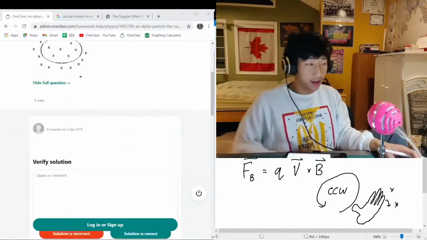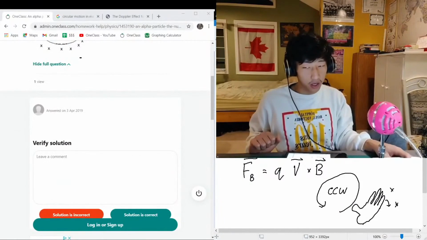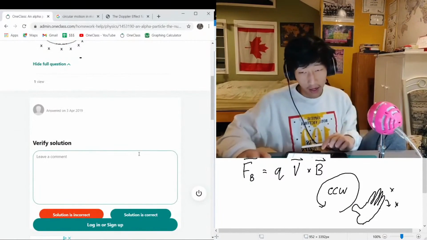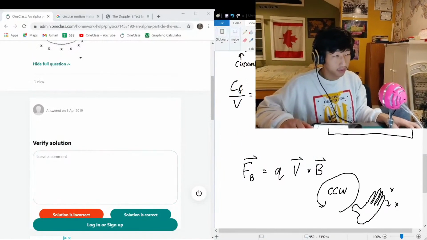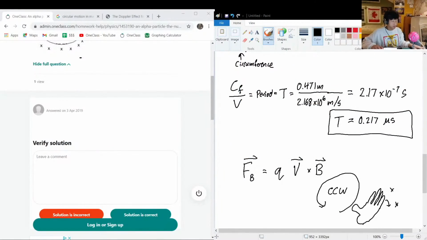Okay, so it's quite a long question, but quite a beautiful question as well. It ties a lot of subjects together, like magnetic force as well as circular motion and all that fun stuff. Super cool. There is no given solution.